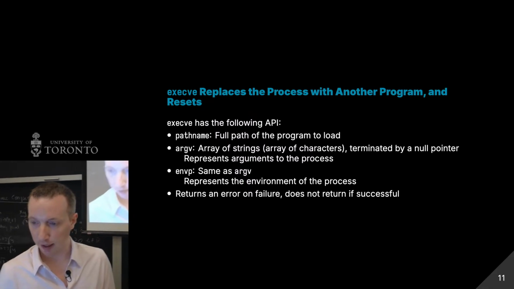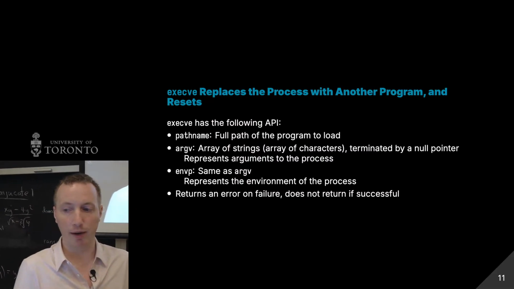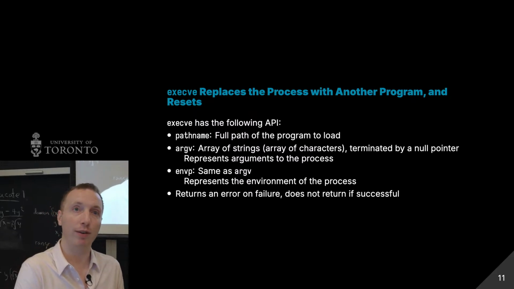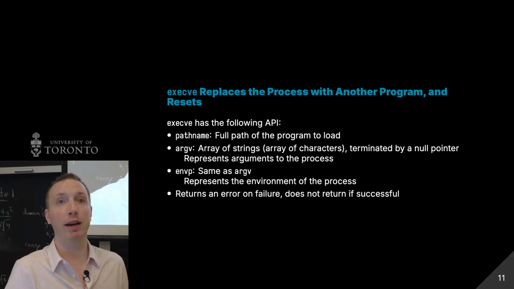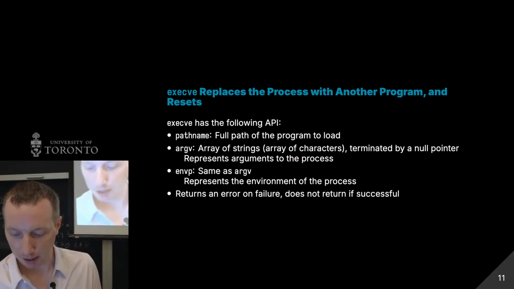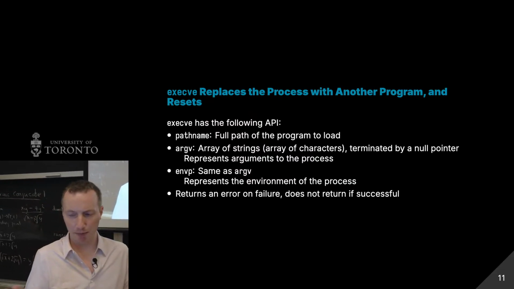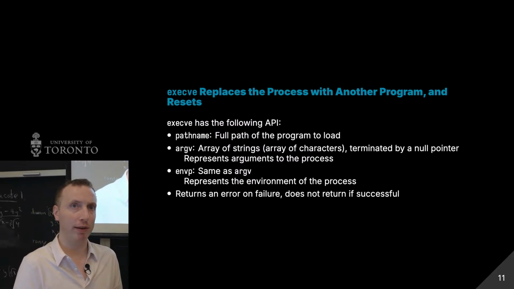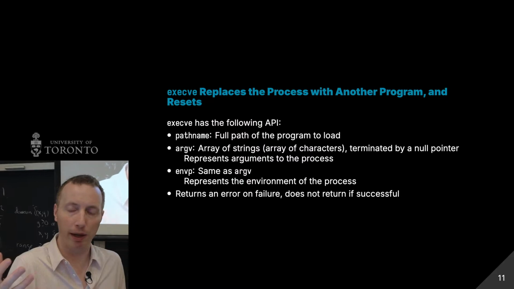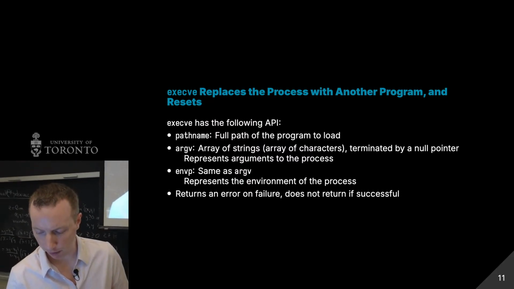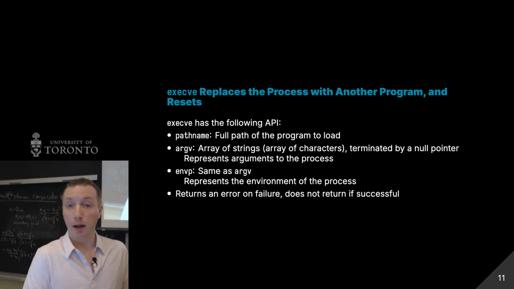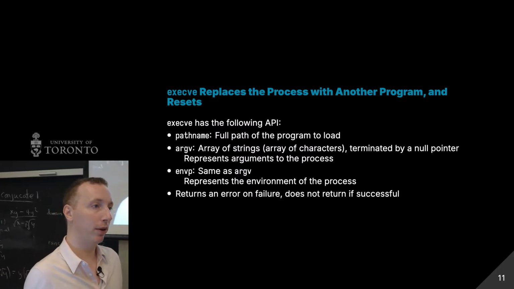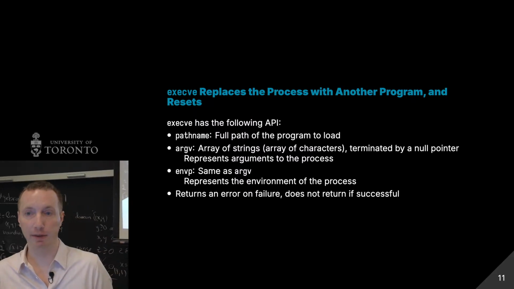Then argv, that is an array of strings, and strings are just arrays of characters. These are C strings. The C strings are terminated by a null byte, and then the array of strings is terminated by a null pointer. And then there's envp, same type as argv, but that represents the environment variables. They're kind of like global variables for operating systems. We'll ignore them for now. And this function returns only if there is an error. If it is successful, it does not return because this process is now executing a different program.